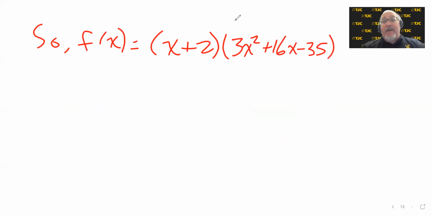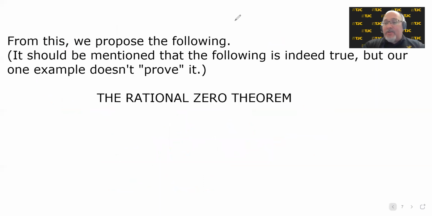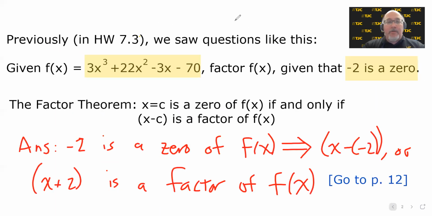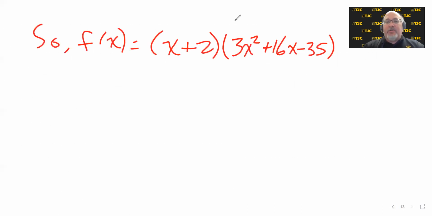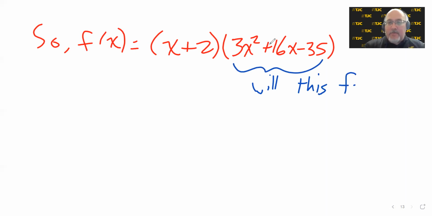Now, will this factor further? Possibly. What were the instructions on page 2? Way back here. Factor that. Okay, well, technically it's factored, but is it factored completely? Will this factor? If it does, then we're expected to factor it. If it's not, then we're finished.